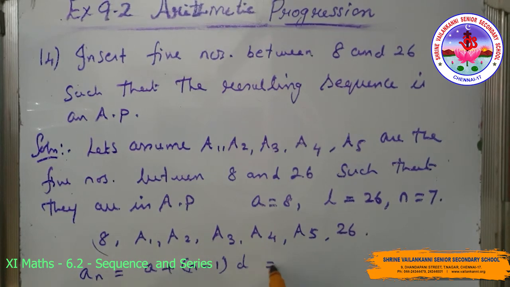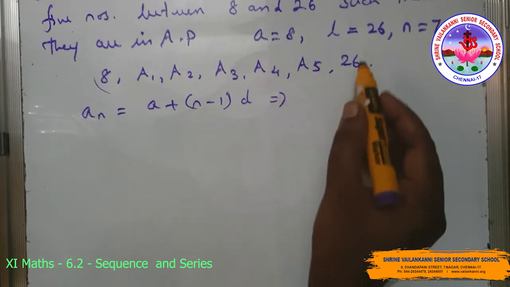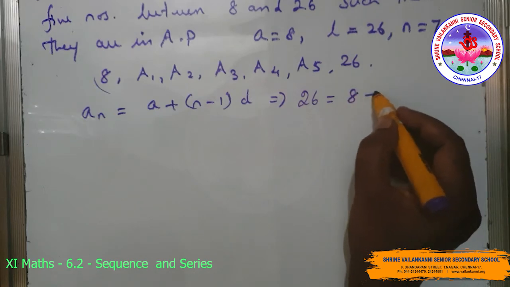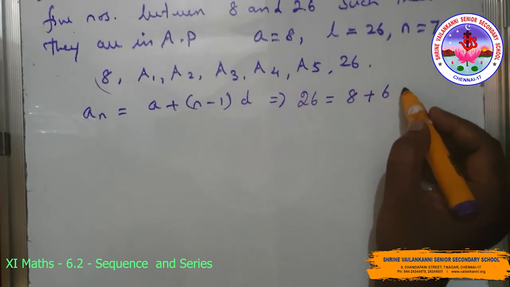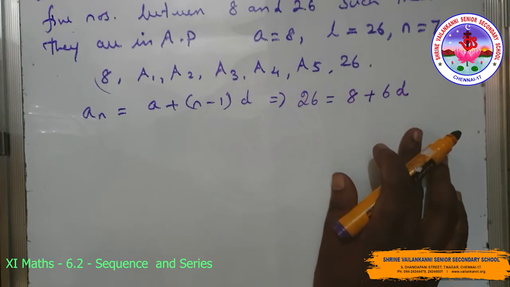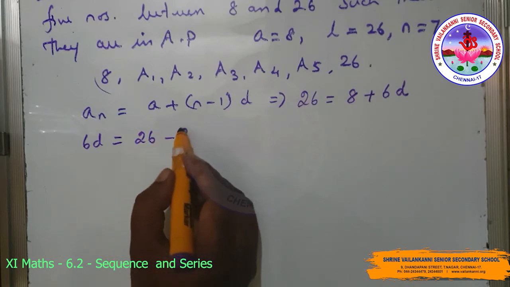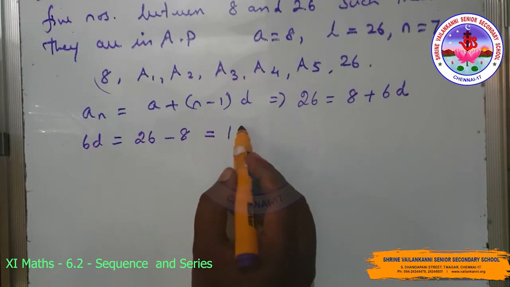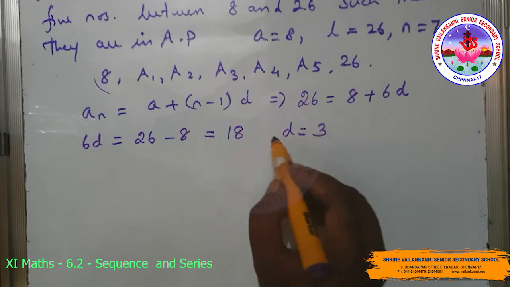So substituting here, l is 26. So 26 equals a, which is 8, plus (n minus 1), 7 minus 1 is 6, so 6 into d. So 26 equals 8 plus 6d. So 6d equals 26 minus 8, which is 18. So d equals 3.